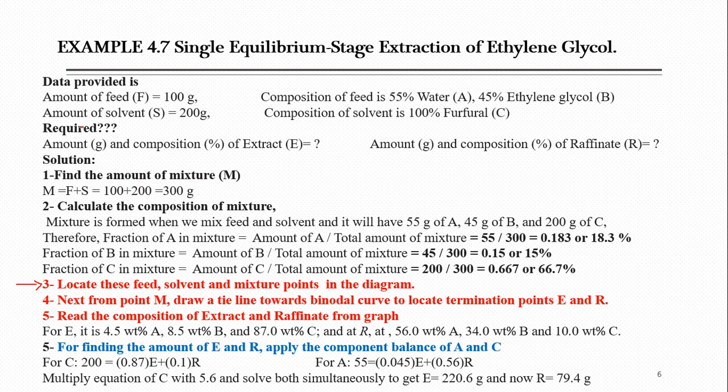So quickly, I told you what is given, the data which was provided to us, then what was asked. Then there was the solution, how you have to proceed. First of all we found the amount of mixture, which is found from the feed and the solvent. Then we calculated the composition of the mixture, because this mixture is formed from feed plus solvent, and we know their amounts as well as their compositions. So we can use an overall material balance, and then a component balance to calculate the composition of the mixture, which we have done already.